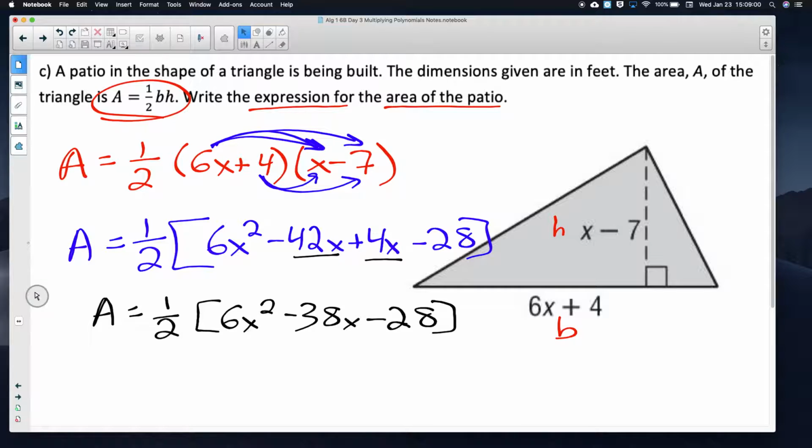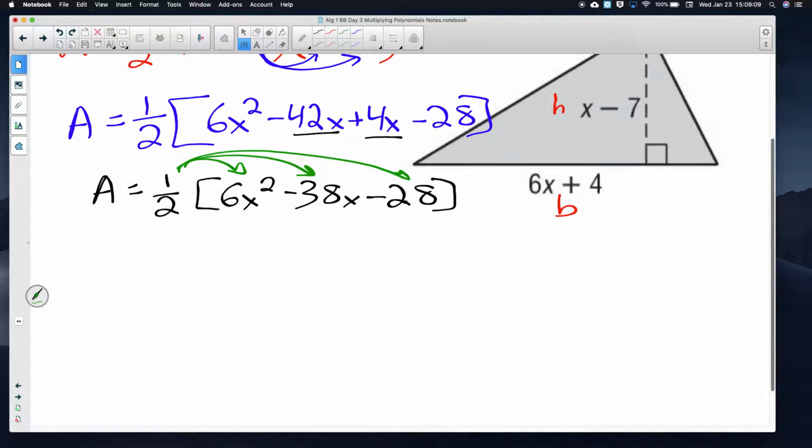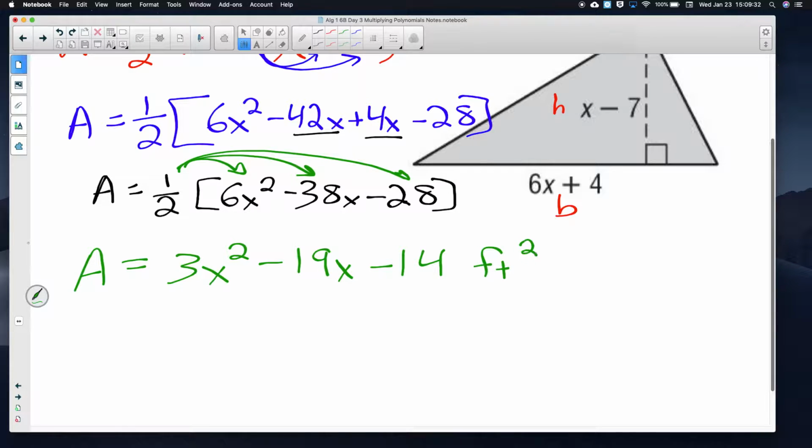And then last but not least, I need to distribute this half to everything. So I need to ask myself, what is half of 6x squared? Well, that's 3x squared. What's half of negative 38x? That's minus 19x. What's half of negative 28? Well, that's negative 14. So my area is being represented by this expression, 3x squared minus 19x minus 14 feet squared.